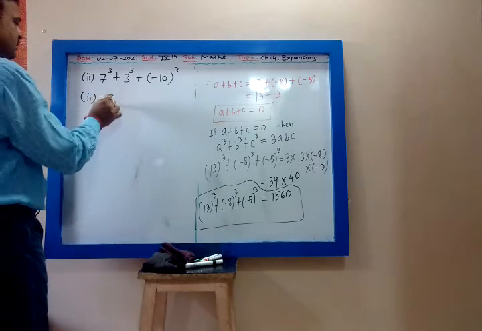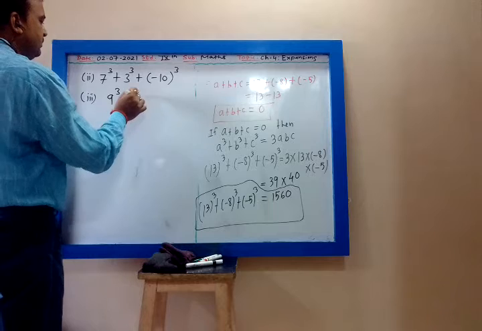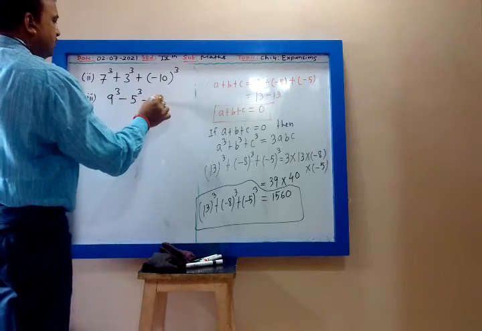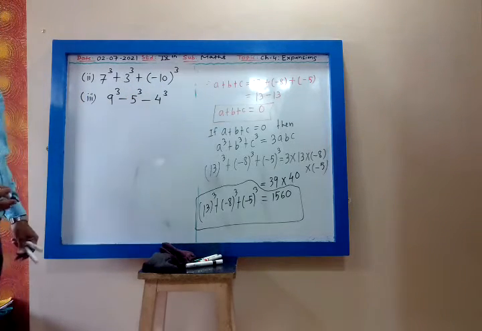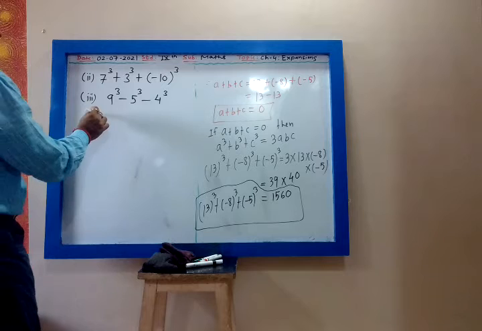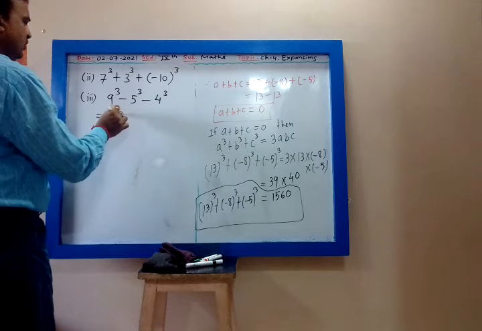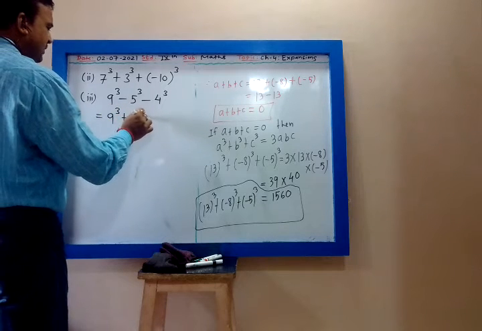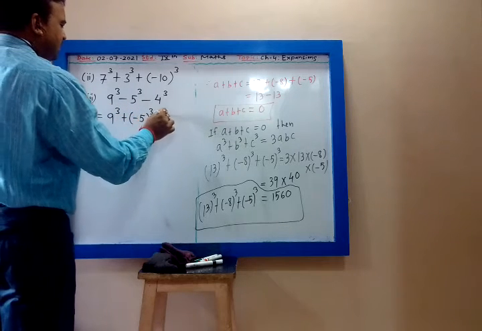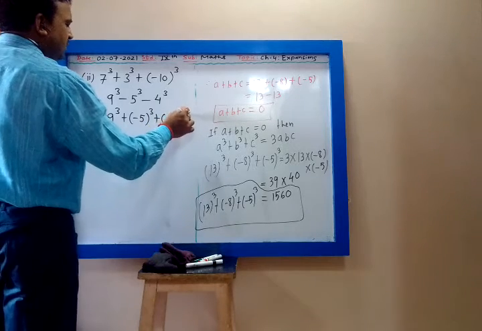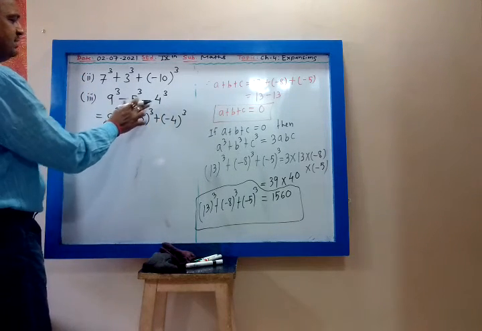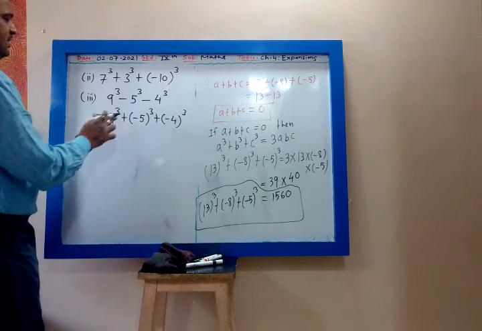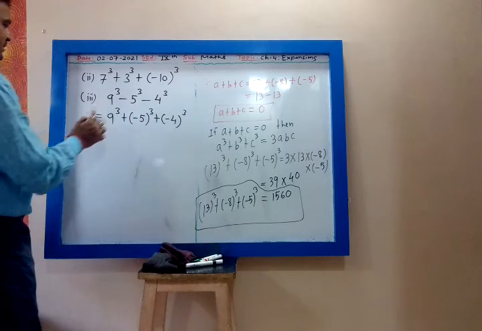9 cube minus 5 cube minus 4 cube. Now this you can rewrite. See, this you can write as 9 cube plus minus 5 cube plus minus 4 cube. My b is minus 5, c is minus 4. Now you check whether a plus b plus c is 0. Yes.